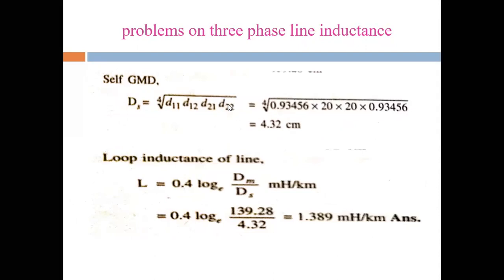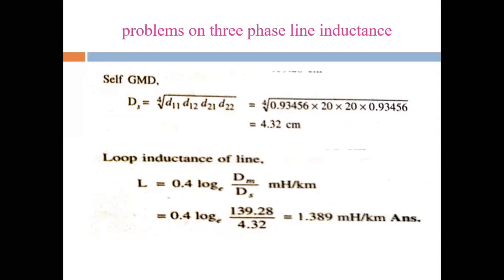D22 means also self GMR, that is 0.93456. Then it will be equal to 4.32 centimeters.